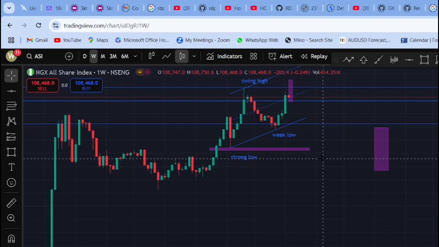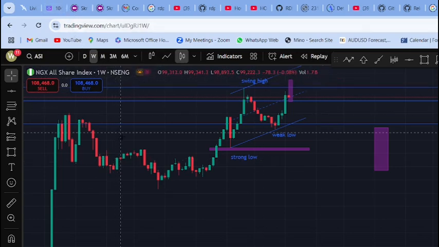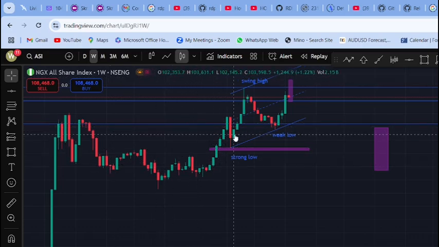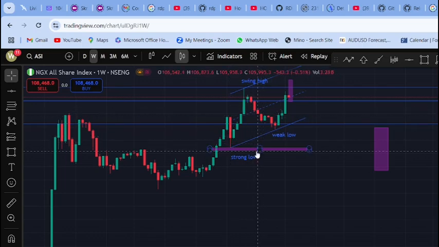What is average true range? Average true range is just the average of the range of prices, or do I say the range of candles that are being formed on the chart. So when I'm looking at the weekly chart, for instance, this is the weekly chart, if I want to know the volatility, because average true range actually measures volatility. What is the volatility of this particular all share index?